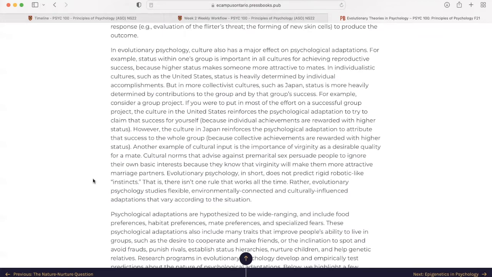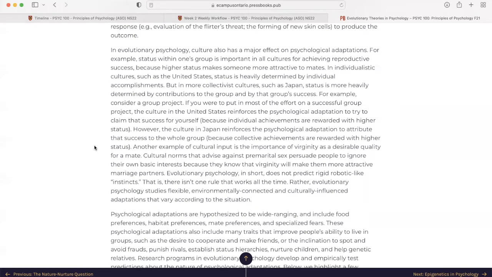For example, consider a group project. If you were to put in most of the effort on a successful group project, the culture in the United States reinforces that psychological adaptation to try to claim that success for yourself, because individual achievements are rewarded with higher status. However, the culture in Japan reinforces that psychological adaptation to attribute that success to the whole group, because collective achievements are rewarded with higher status.